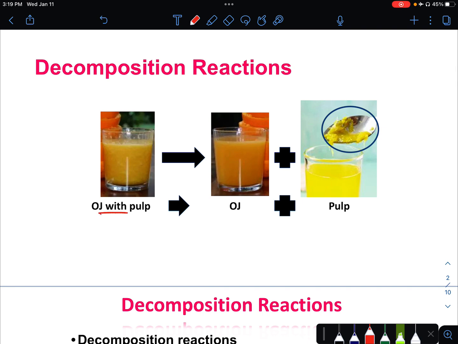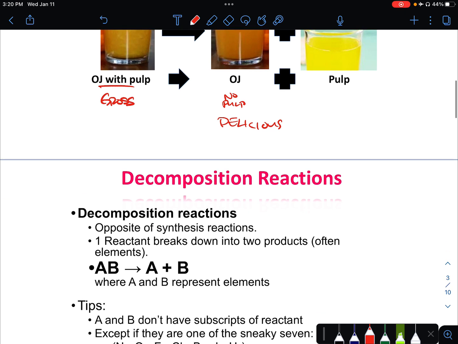So if we start with orange juice with pulp, which, by the way, is gross, and we get that to just straight up pulp-free orange juice, just the juice, no pulp here. And we actually take the pulp out, remove the pulp, then we got delicious. I think that's how you spell it, right? You may or may not agree, and that's okay.